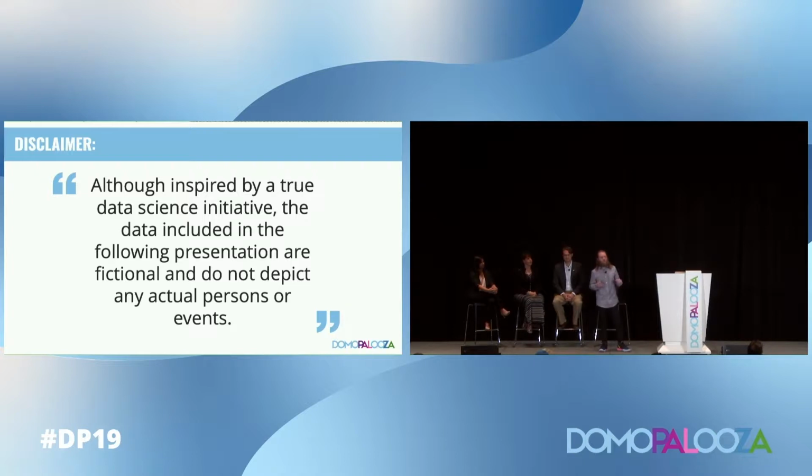But what we're talking about today is actually a really confidential subject matter. So unfortunately, we're not able to share any of the actual details from our own use case, because it's super confidential stuff. We're talking about people and turnover. So although inspired by a true data science initiative, the data included in the following presentation are fictional and do not depict any actual persons or events. It's coming out of a completely separate Domo environment, and it's going to reflect some of our use cases, but with a little bit of changes and using not the exact examples that we had.